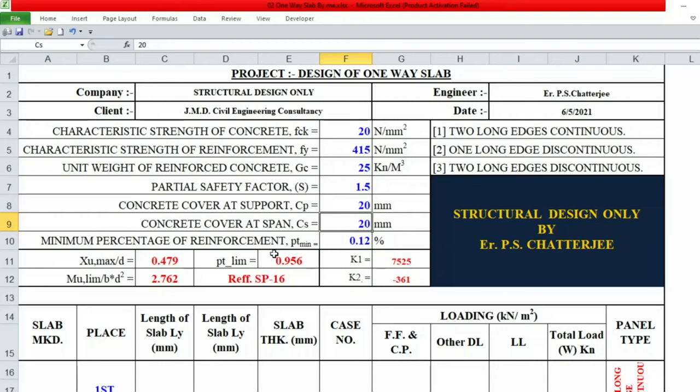Minimum percentage of reinforcement is equal to 0.12%, P minimum. XU max is equal to 0.0035 divided by 0.0055 plus 0.87 Fy divided by E, that is 2 lakh.